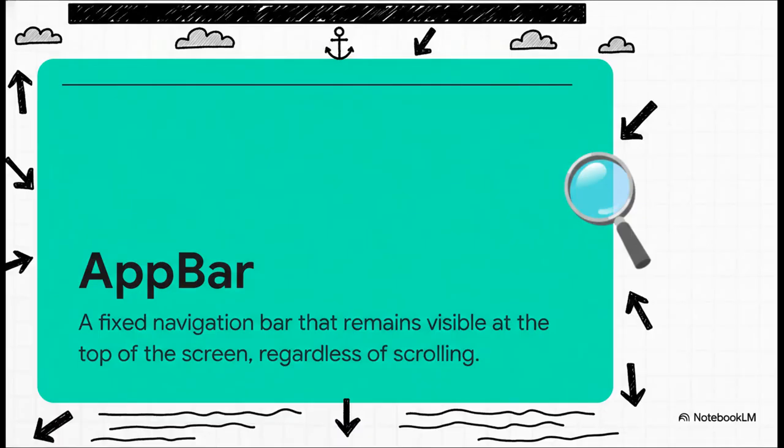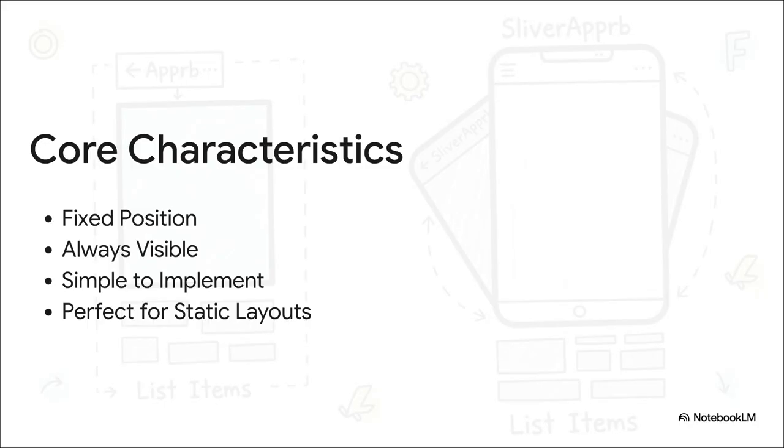Well, the AppBar is designed to be completely static. It just sits right there at the top of your screen, and no matter how much your user scrolls down, that bar isn't going anywhere. It provides this constant, totally predictable presence. Let's break down what makes it tick.